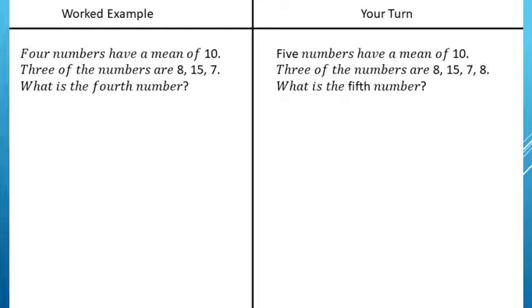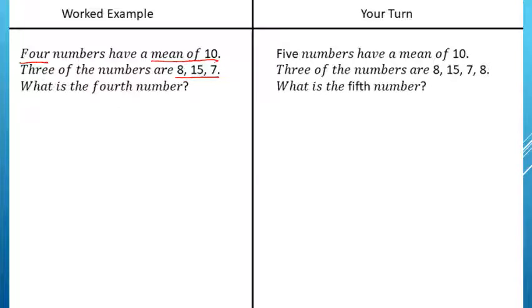Okay, so I'm going to go through the question on the left hand side here. You don't need to write anything down just yet. So we've got four numbers and they have a mean of 10. And we know that three of these numbers are 8, 15 and 7. We want to know what the fourth number is.